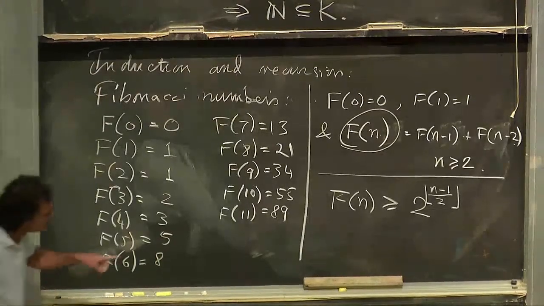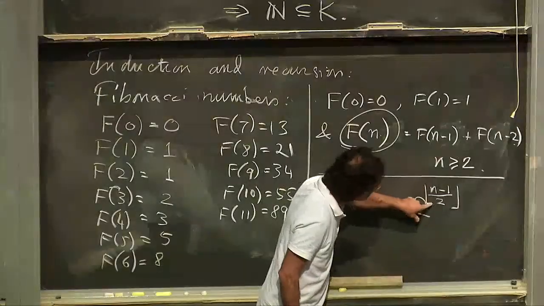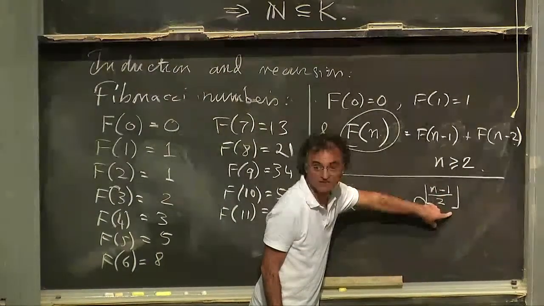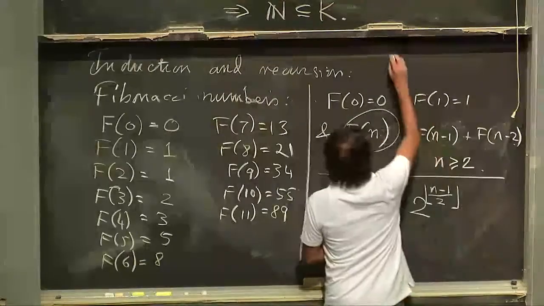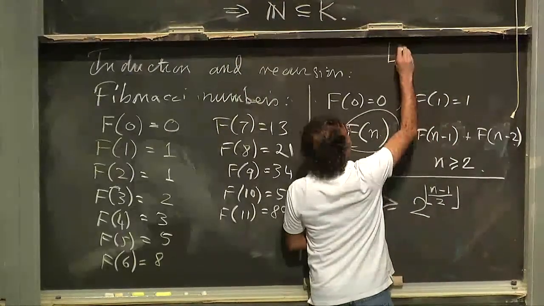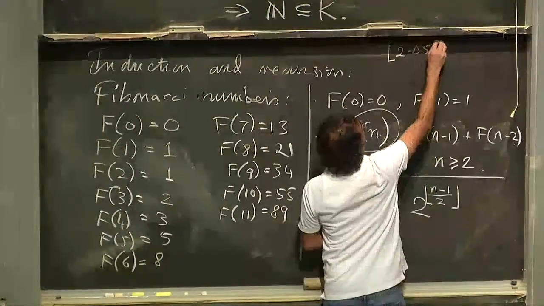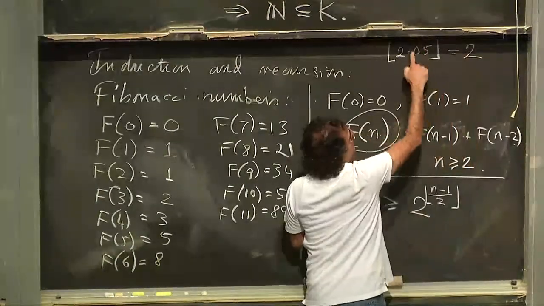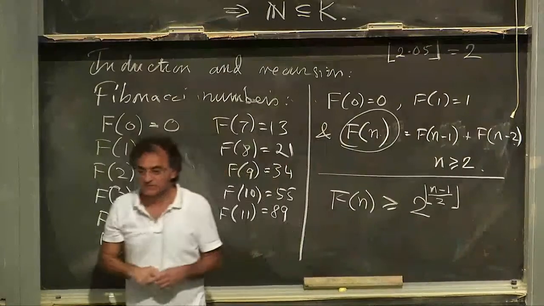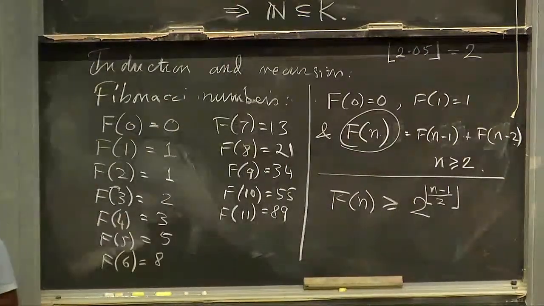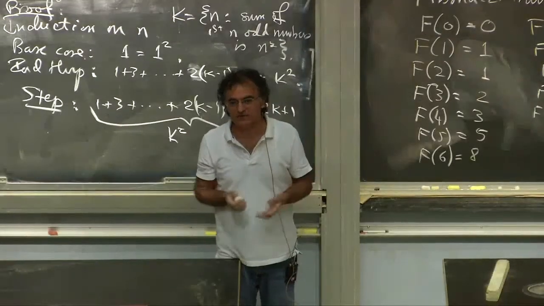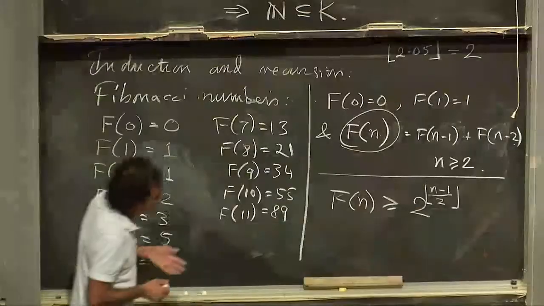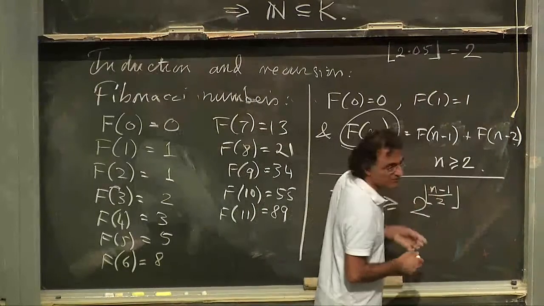Okay. Everyone seen this little thing here? Does everyone know what that means? Floor, right? What's the floor of 2.05? Just 2. Right? You just leave off the fractions. So if it's 2.5, floor of that is just 2. So it's at least 2 to the floor of n minus 1 over 2.